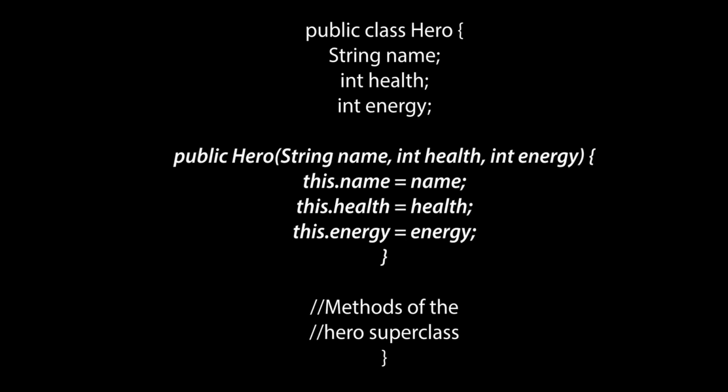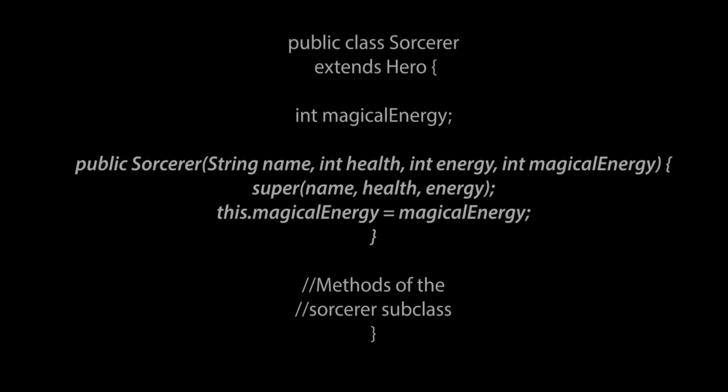Now, if my superclass hero had a constructor that required arguments to be passed in, then this means that if I wanted to create an object of the subclass sorcerer in memory, I would need to ensure that the requirements of the hero superclass's constructor are met. That is, I need to ensure that I pass in arguments for the constructor of the superclass hero when creating a constructor for my subclass sorcerer.